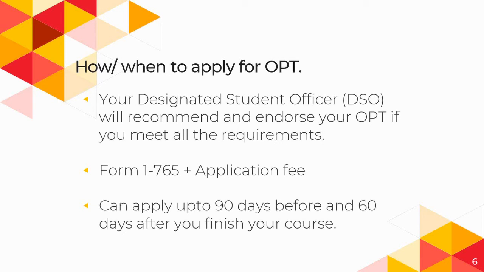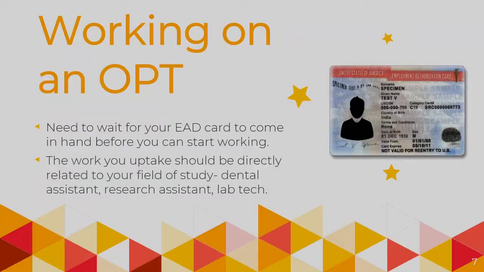Usually it does take 90 days for your OPT to be processed and for you to get that work permit to start. So it would be a good idea to apply as soon as you qualify. That is, as soon as it's just 90 days before graduation, go ahead and apply for your OPT.